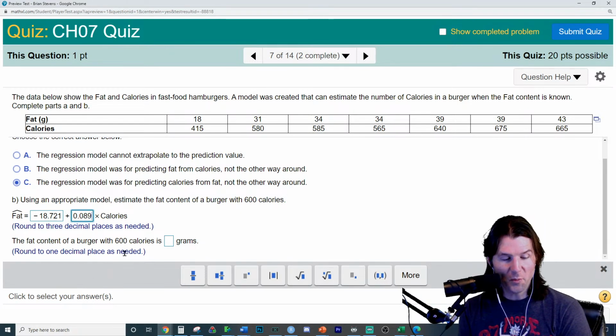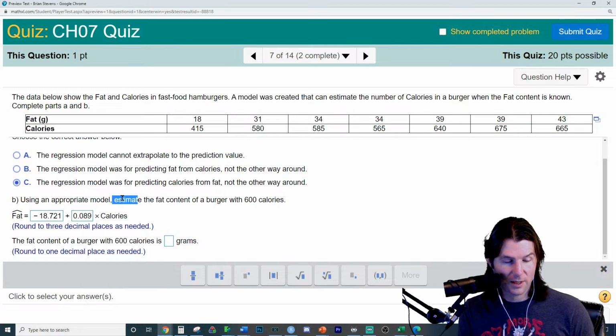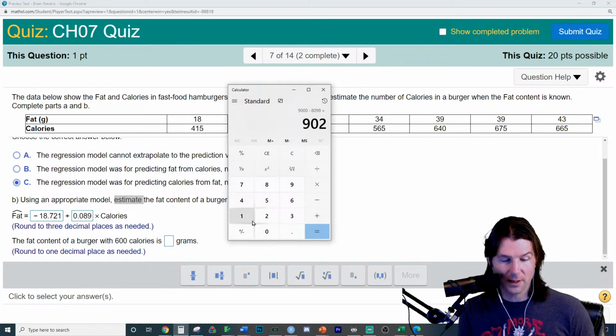So the fat content of a burger with 600 calories, we're just going to plug right in here. Oh, wait, the fat content of a burger with 600. It should say predicted. Come on. We noticed that yesterday too. It should say the predicted, not the actual. It makes it sound like actual right there. Another thing I need to contact my Pearson about.